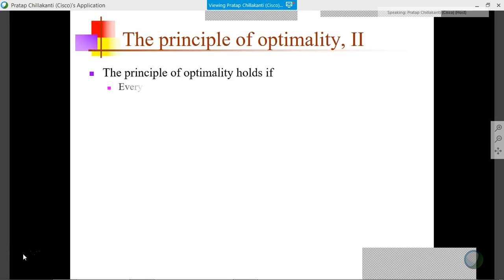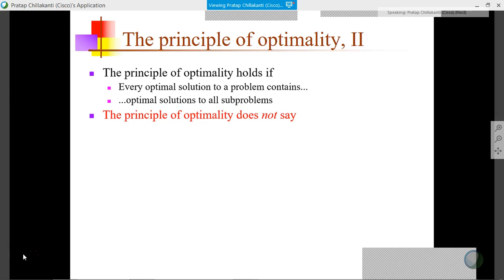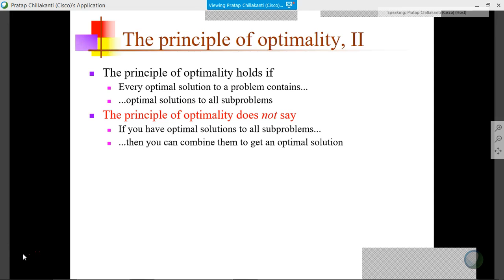Now, when does it hold? Every optimal solution contains optimal solutions to all subproblems. Okay, that is number one. Now this thing that I highlighted in red, typically I don't use red as a text, but sometimes I do, very rarely though. Notice what it does not say. If you have optimal solutions to all subproblems, then you can combine them to get an optimal solution. It does not say that.